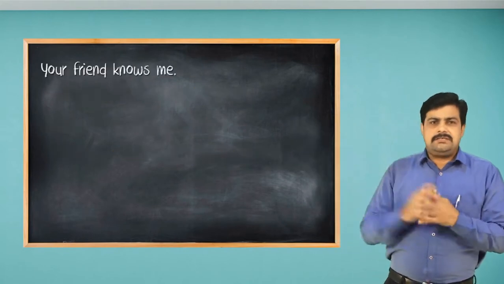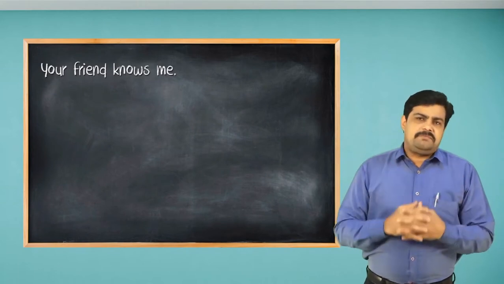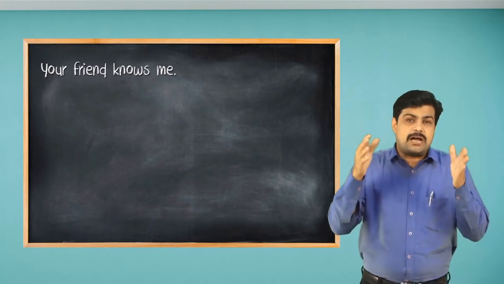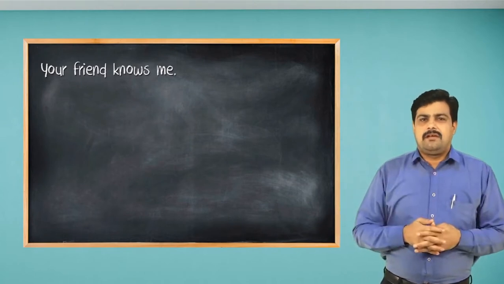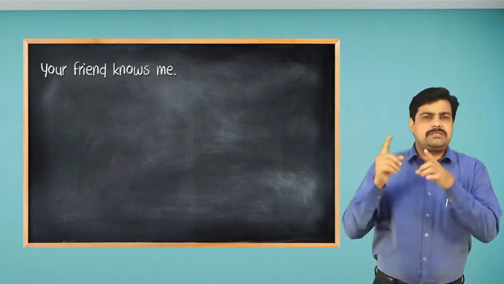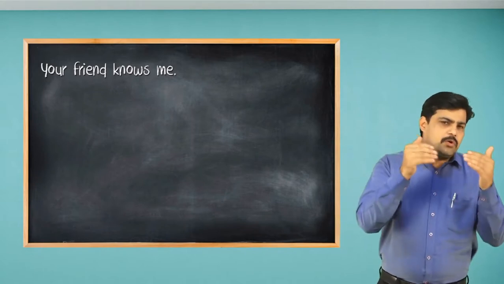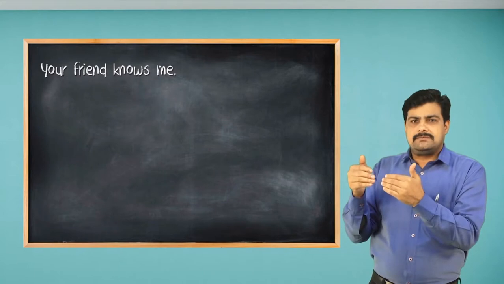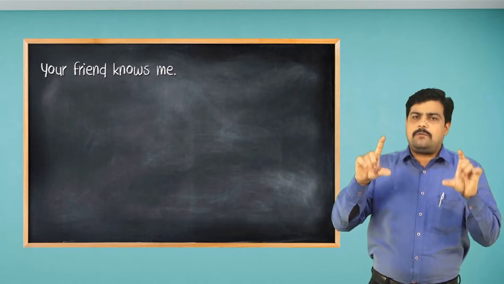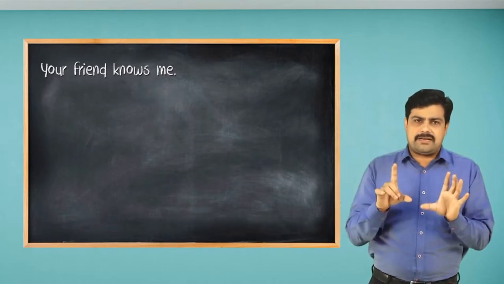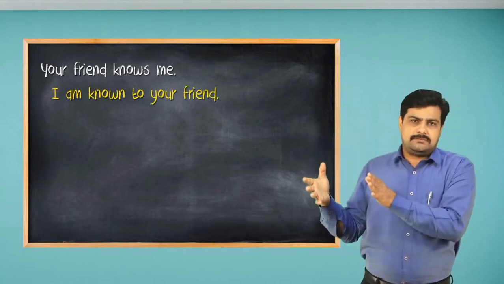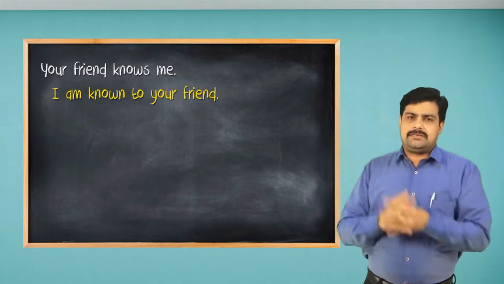Now let's take another sentence. Your friend knows me. Well, remember the previous rule. The preposition is used according to the verb. We know this. So the use of the preposition by in such a situation is wrong. In this sentence, the verb knows takes to after it, not by. Remember, because the verb know always requires preposition to after it. So you can say the sentence in passive voice like, I am known to your friend.